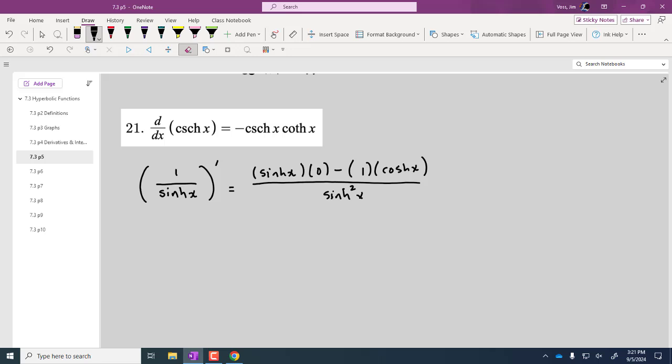And then we'll do a very similar type of thing to what we did before. We're going to write this as cosh over sinh. And then in the numerator we'll introduce another constant of 1. So we have that kind of thing. And then cosh over sinh is coth. 1 over sinh is csch. So this will be minus csch coth.